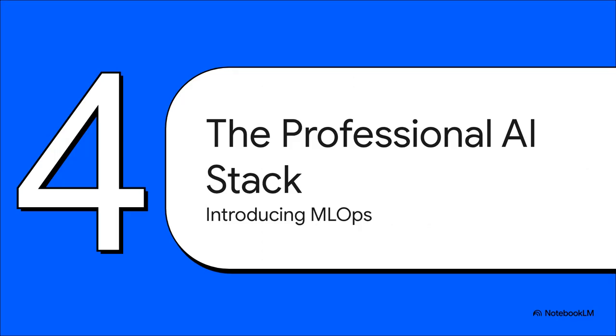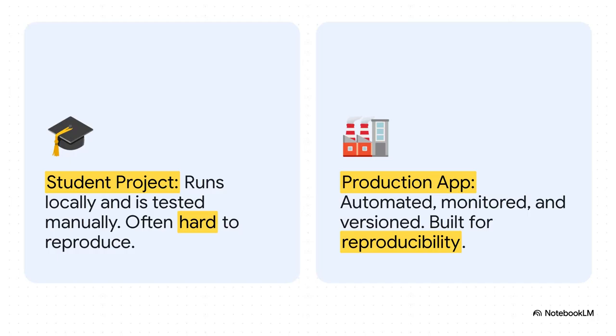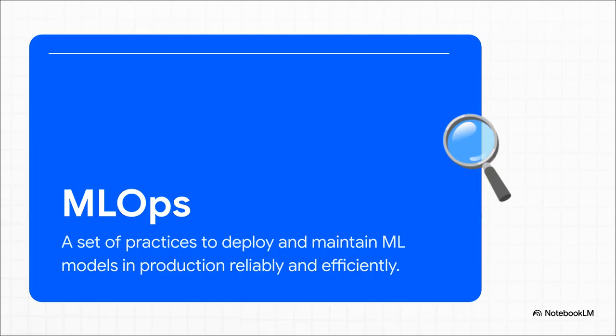Now, getting a simple demo to run is one thing, but building a professional, production-grade application that millions of people might end up relying on, well, that's a whole other level of discipline. A student project, for example, might get tested by hand and only ever run on one person's laptop. But a real-world production app? It needs automated testing, constant monitoring in the cloud, and a build process that is perfectly repeatable and versioned. You have to know exactly what code is running at any given moment. Reproducibility is everything. And this is exactly where the discipline of MLOps, or machine learning operations, comes in.